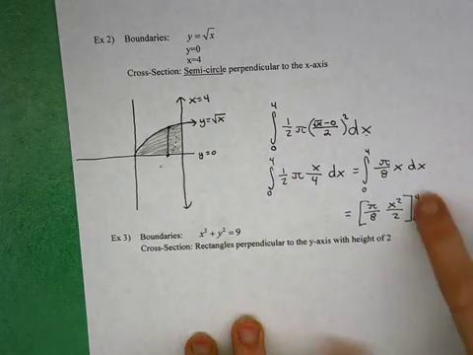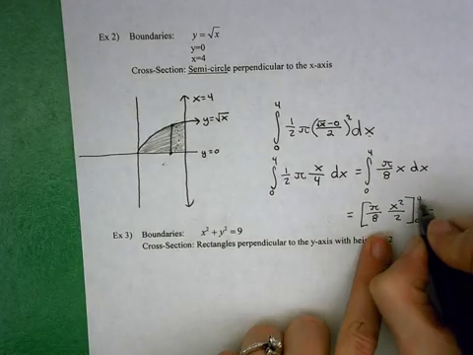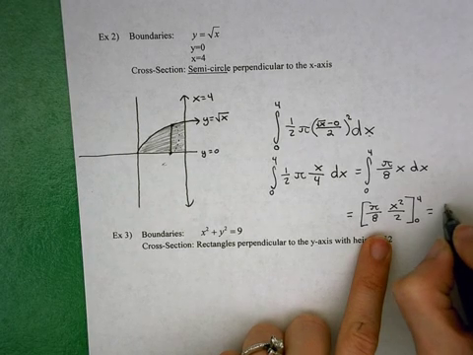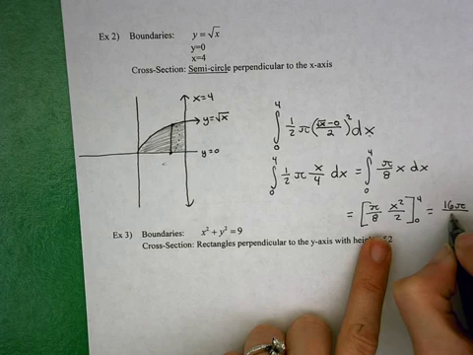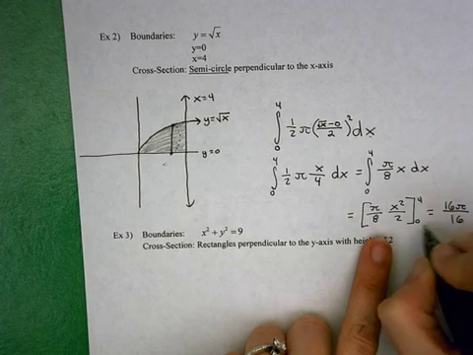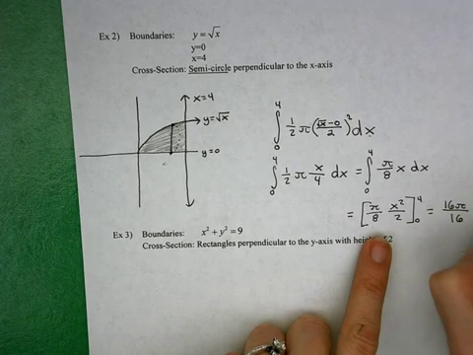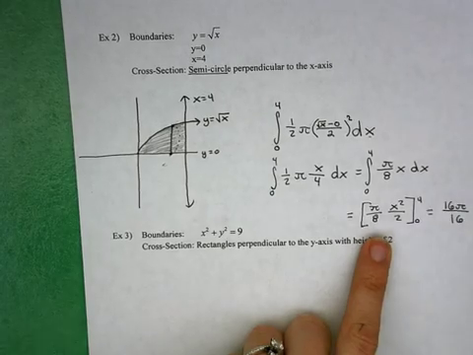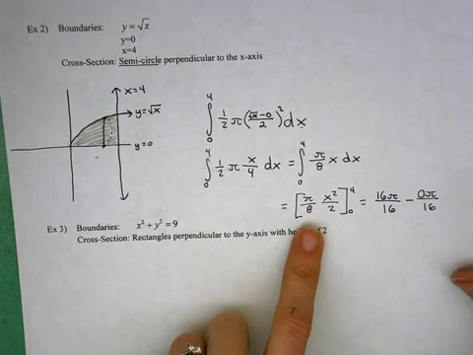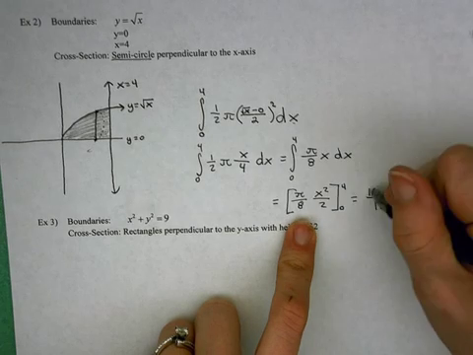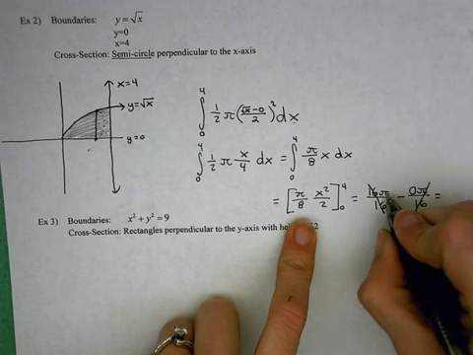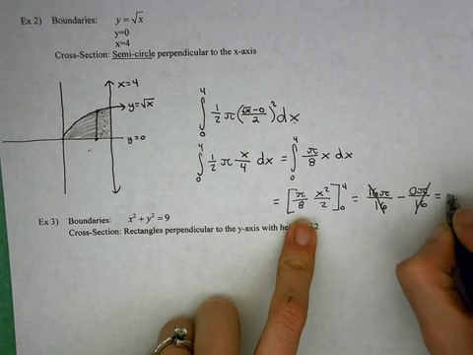From 0 to 4. And then f of b minus f of a, we plug in the 4. We get 16 pi over, 8 times 2 is 16, minus, plug in the 0, 0 pi over 16. Well, 0 pi over 16 is 0, and 16 over 16 is 1, so we're left with pi minus 0, which is pi.